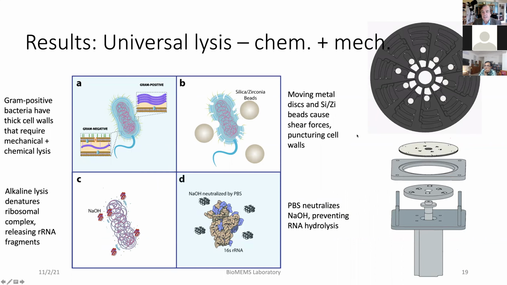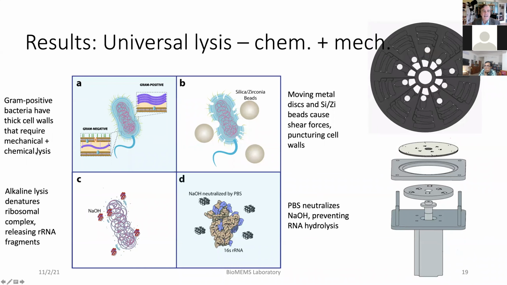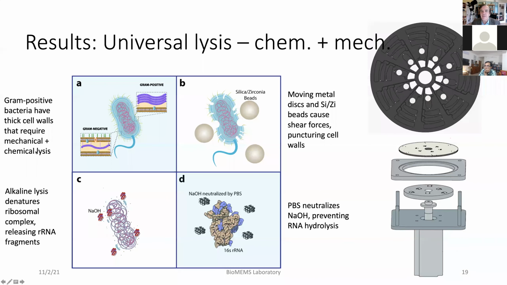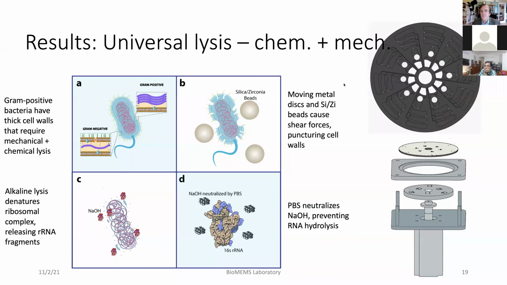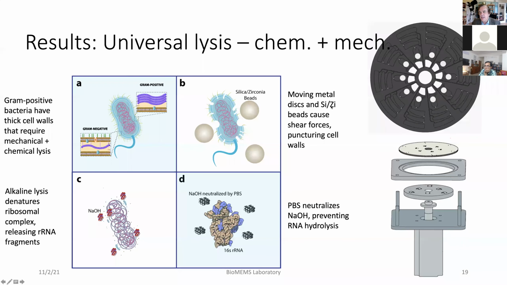This is a slide indicating why we are using this combination of chemical plus mechanical, which we call universal lysis. See, gram-positive bacteria have thick cell walls that require mechanical plus chemical. For gram-negative, you don't need to do that. You can get away with just the mechanical. So the moving metal disc and silicon zirconia beads cause shear forces.